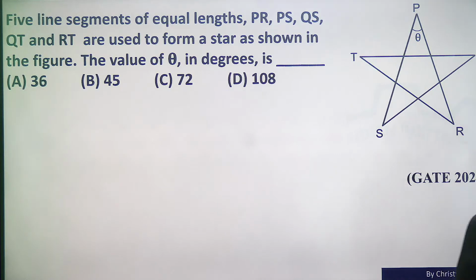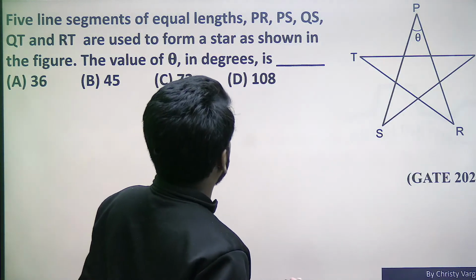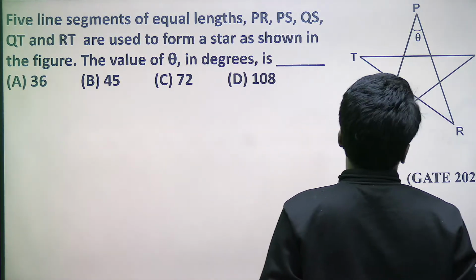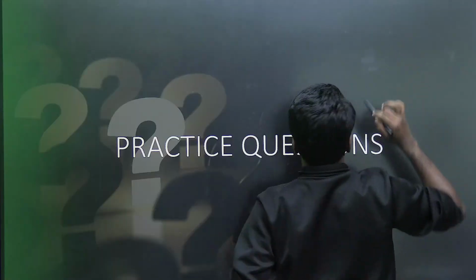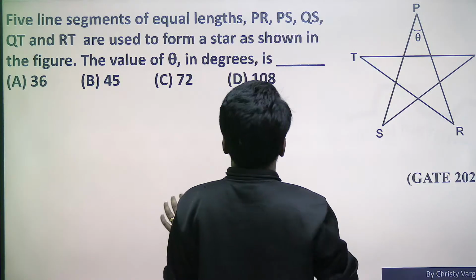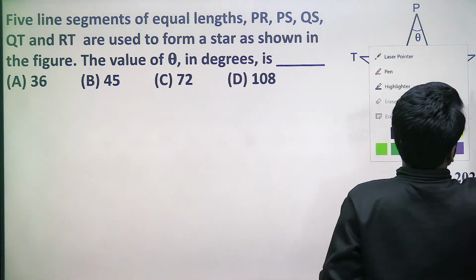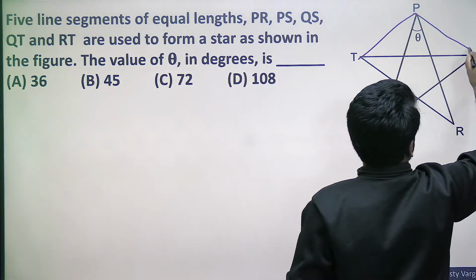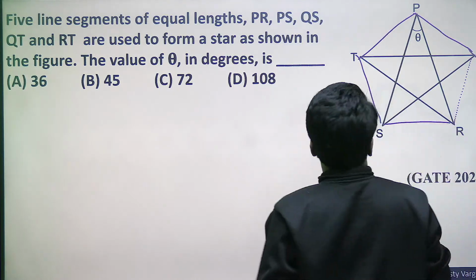Most of you got it. Yeah, 36 itself is the answer. So here, the way they have expressed the question is different, but the idea is the same. 5 line segments PR, PS, QS, QT, RT are used to form a star as shown in the figure, value of theta. So form a star means definitely, as they are equidistant, we can say that when you join it, you will get a pentagon only, or regular pentagon only. And then the solution is just like the previous question itself.